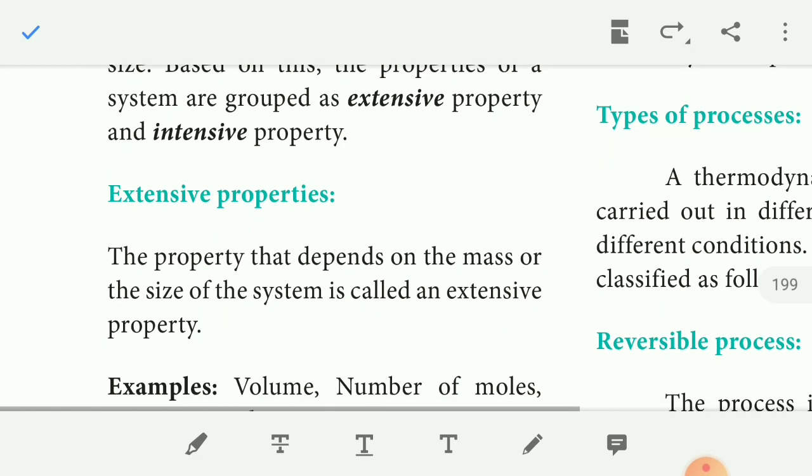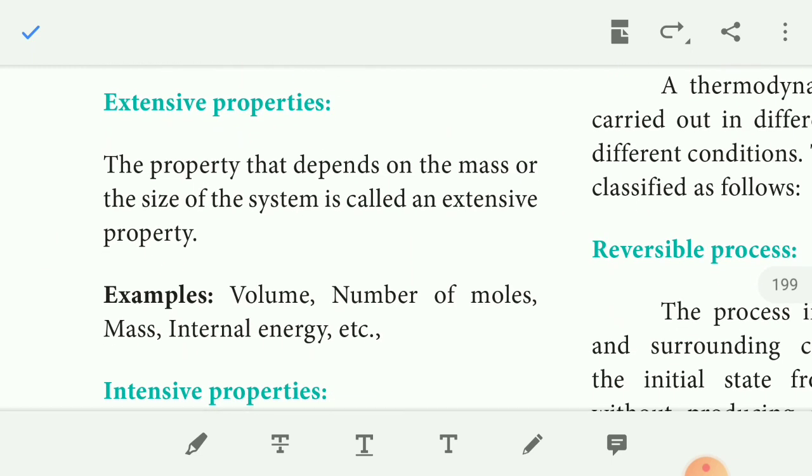First, what is an extensive property? An extensive property depends on the mass or size of the system. Examples of extensive properties are volume, number of moles, mass, internal energy, etc.